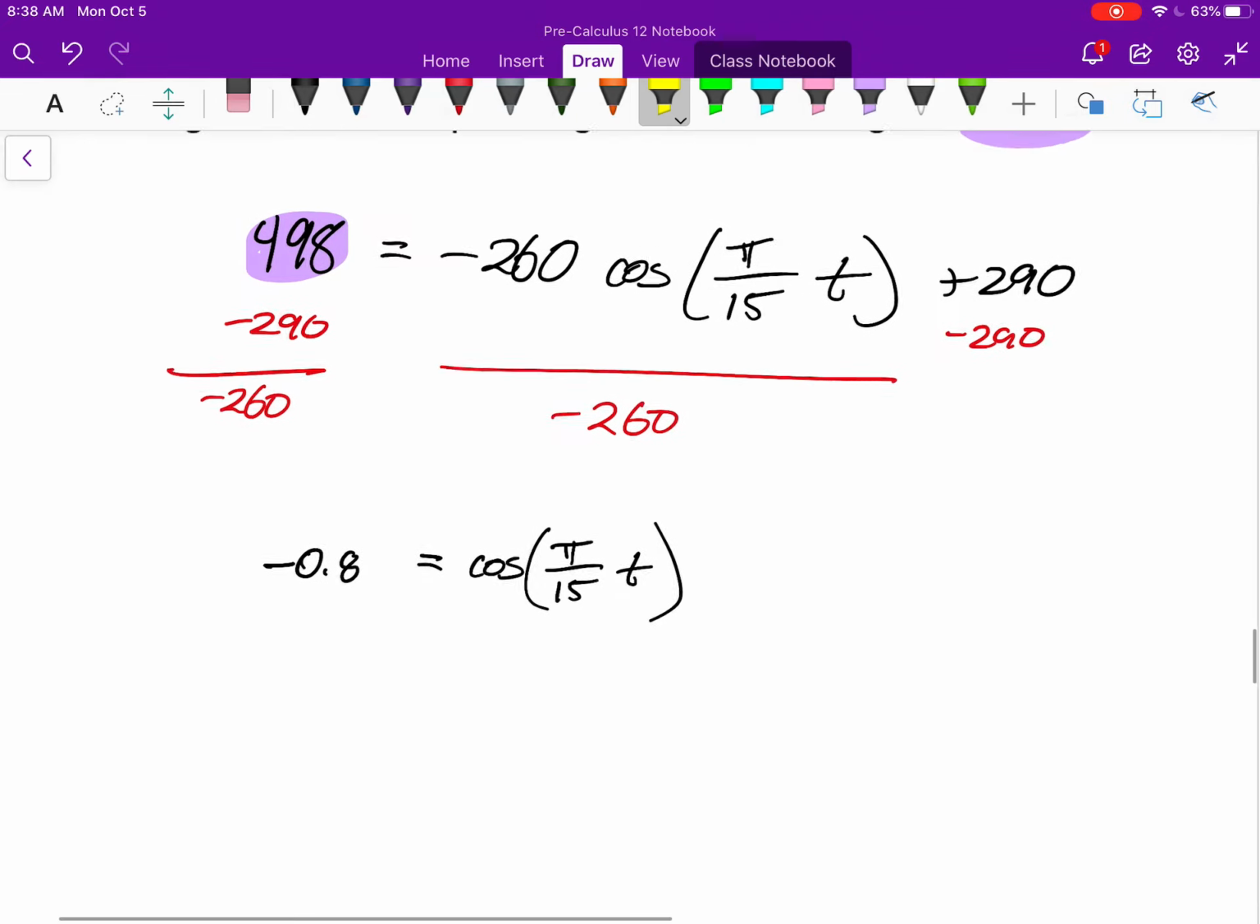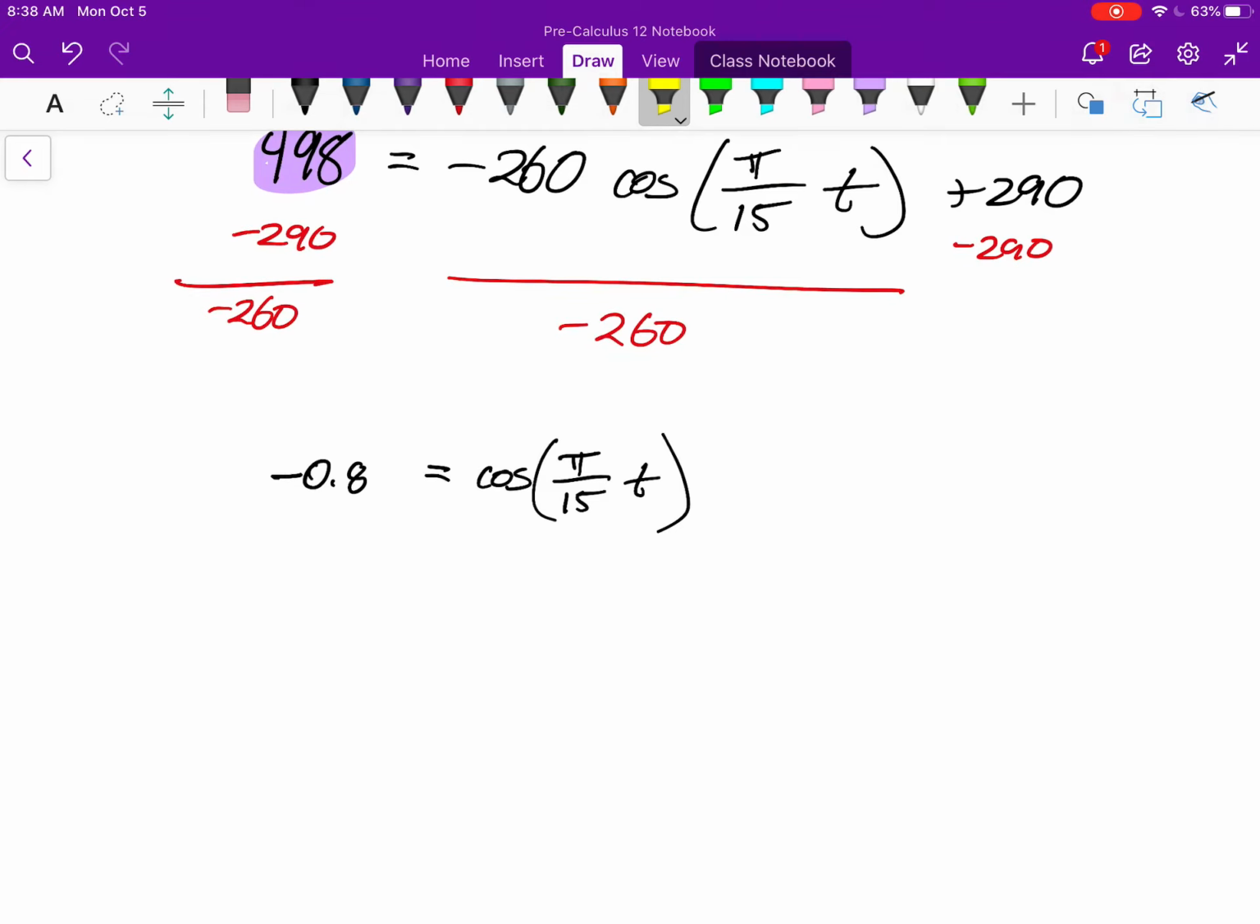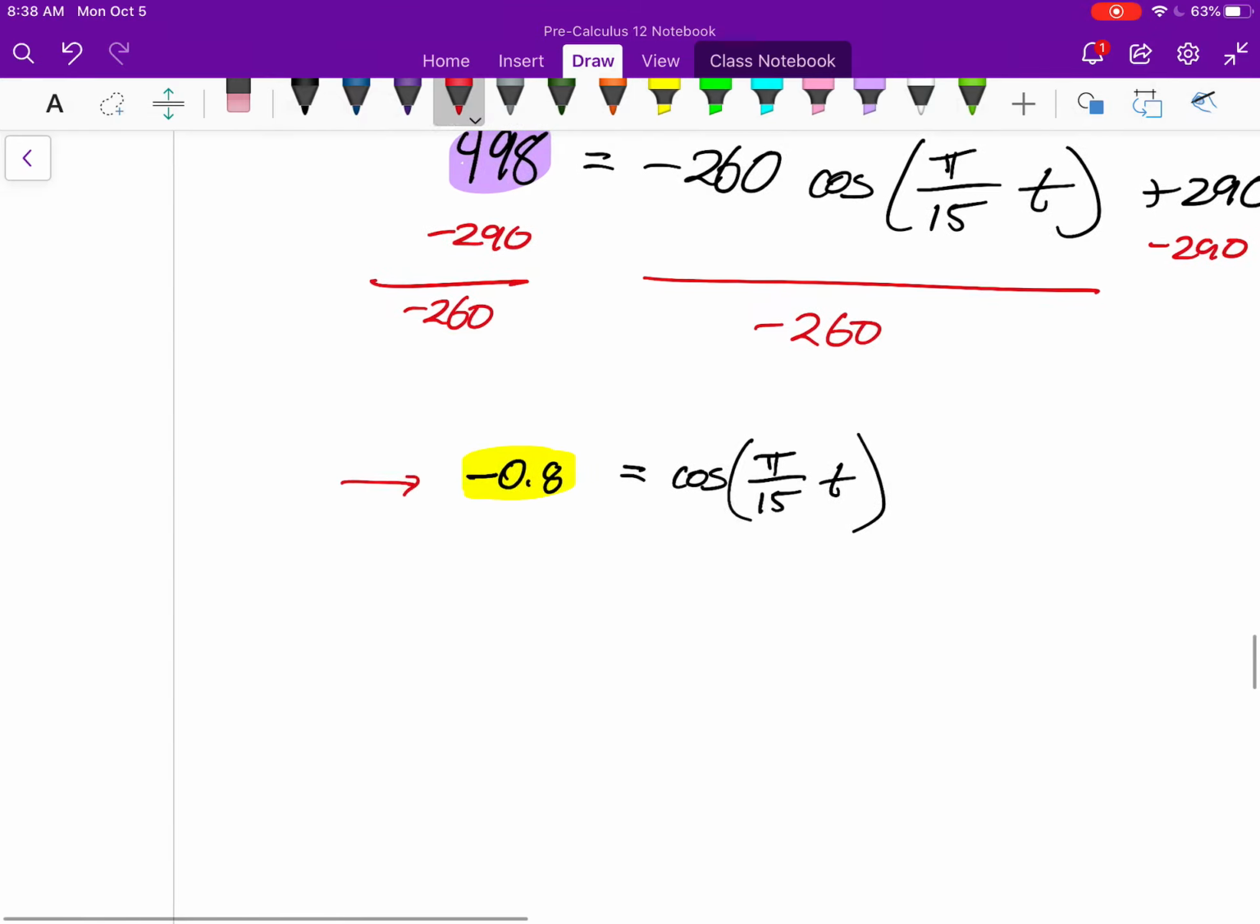And so I want to solve this. So how do I solve this now? Well, the key idea now is first realizing I'm trying to figure out where cosine is negative, and where cosine is negative 0.8, which is not a special angle.